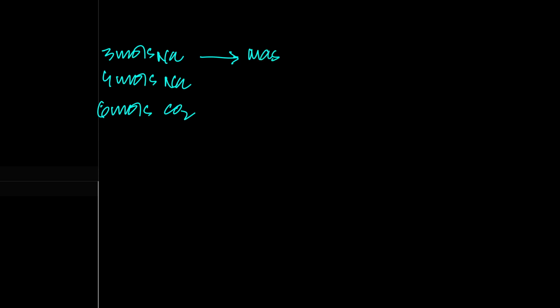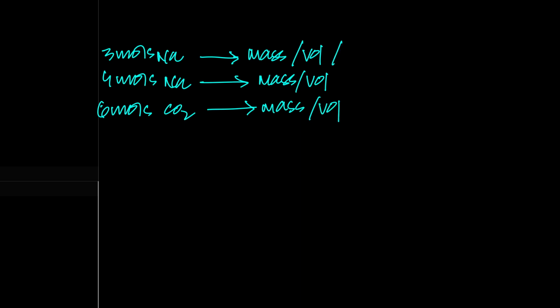Okay, let's suppose I say you have 3 moles of sodium, find the mass. You have 4 moles of sodium, find the mass. You have 6 moles of carbon dioxide, find the mass, and then also find the volume, and then also find the number of particles, which in this case are atoms. Carbon dioxide is a molecule, so find molecules of CO2. Can everybody calculate this, please?